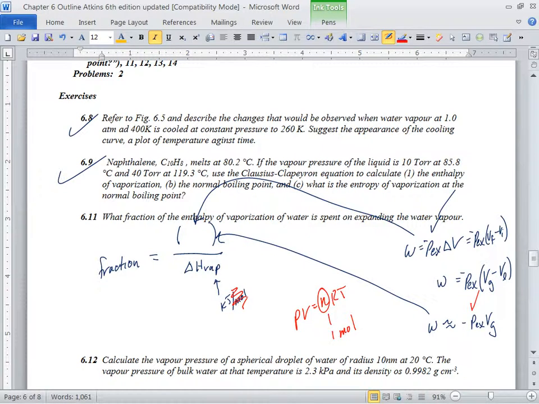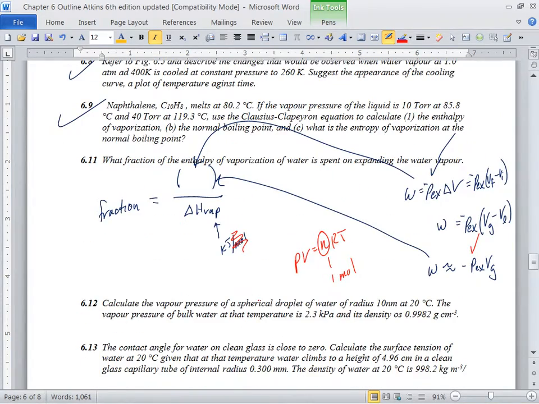Do I use 8.314? If you use 8.314, then work is in joules. But then volume has to be in cubic meters, right? And just watch the units. Okay, we're good?